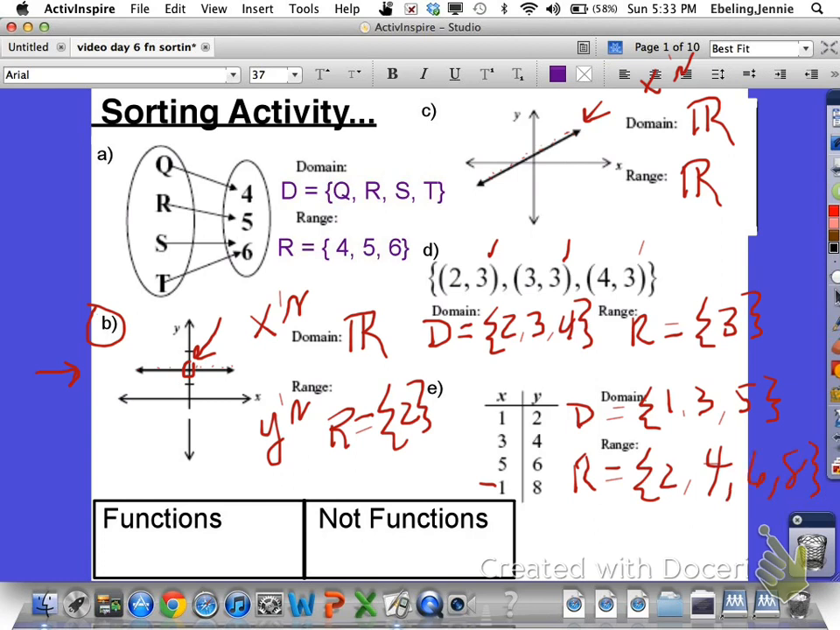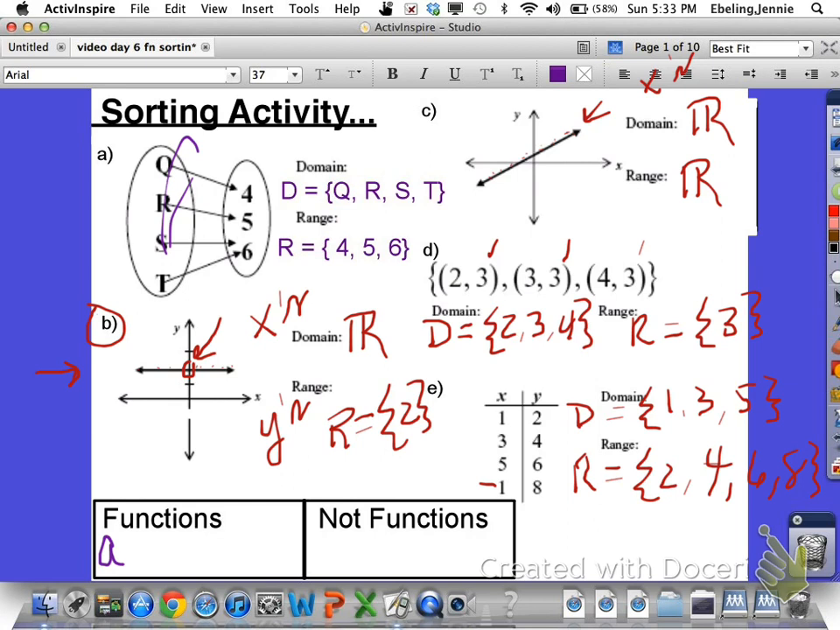Okay? Now what I want you to do in the bottom left-hand corner is we want to identify which ones are functions and which ones are not. Well, the way we tell, remember, is by the domain. As long as the domain does not repeat. For instance, in A, did any of these arrows right here repeat? Did you have more than one coming off of any of those letters? No, we did not. So that's a function, so we're going to put A down here.